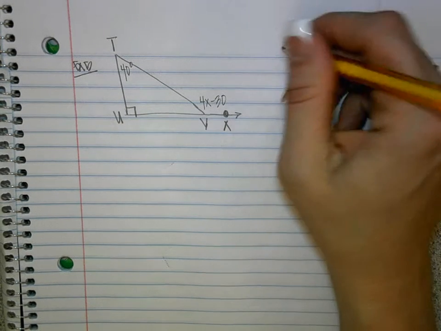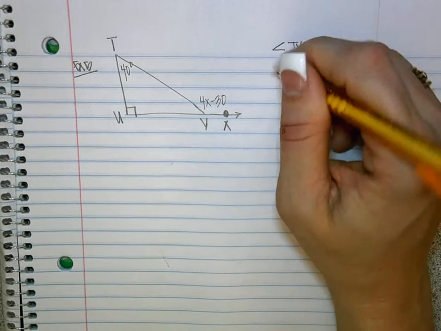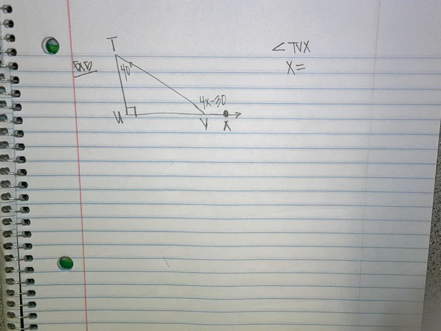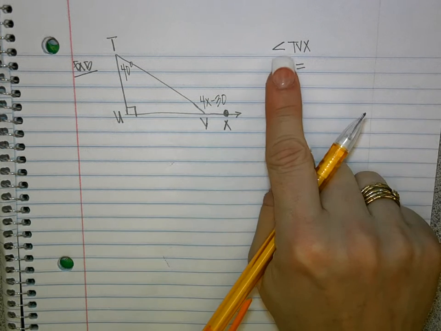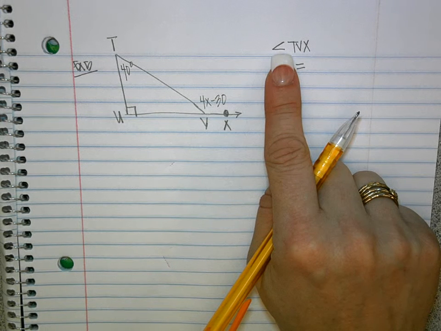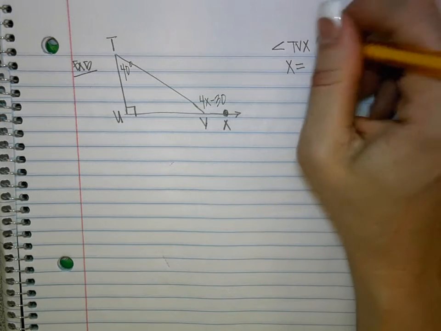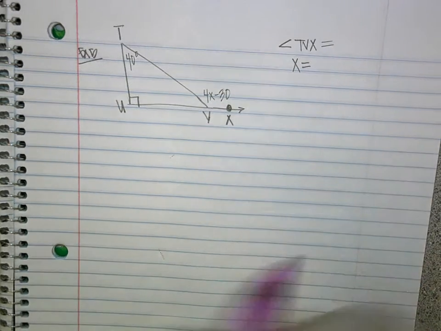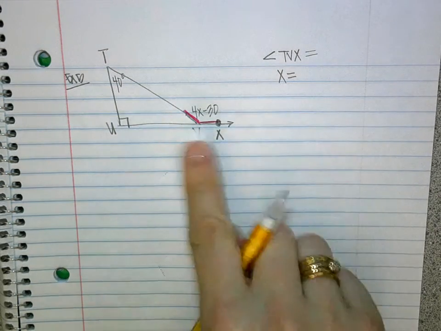I'm going to ask for two different parts here. I want the measure of angle TVX, and I also would like you to solve for what x is equal to. Just in case I didn't make this clear earlier, that is the abbreviation to write angle. It's the lazy math way of, instead of writing out ANGLE, it's just how we write angle. So I want to know the measure of this exterior angle TVX, and I want you to solve for x.